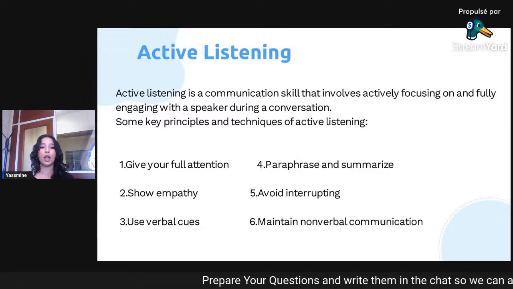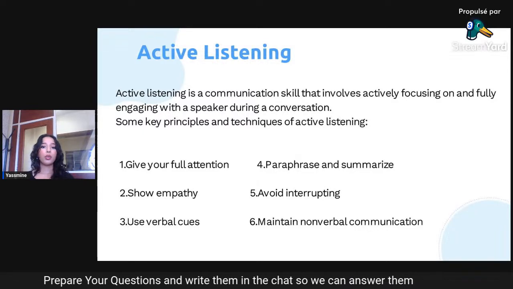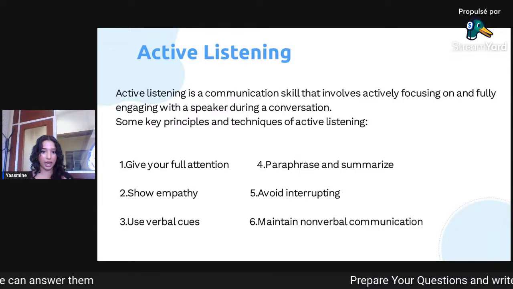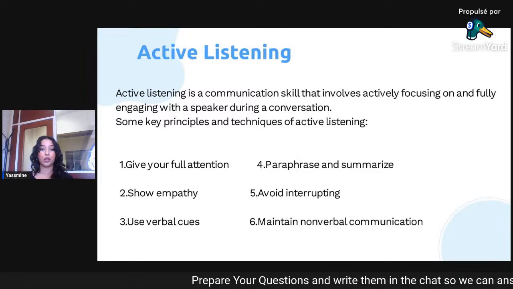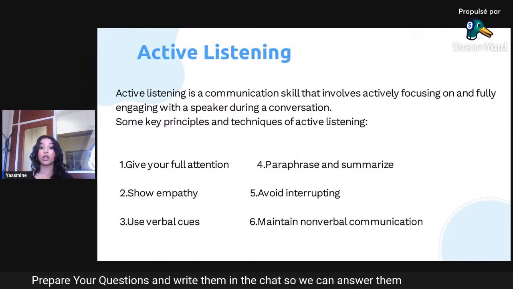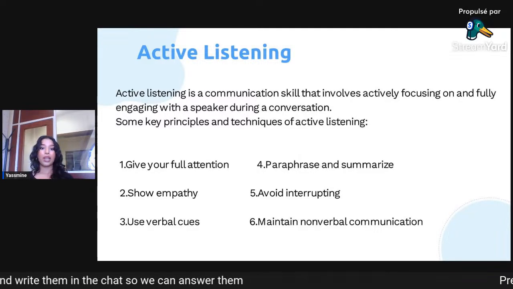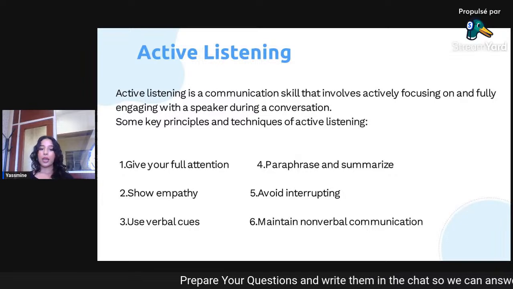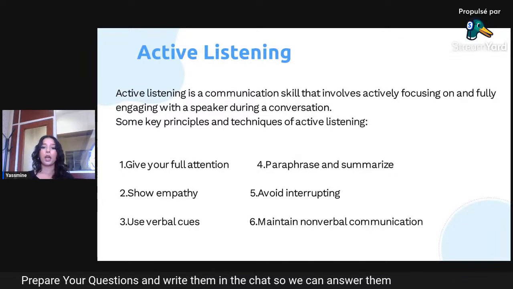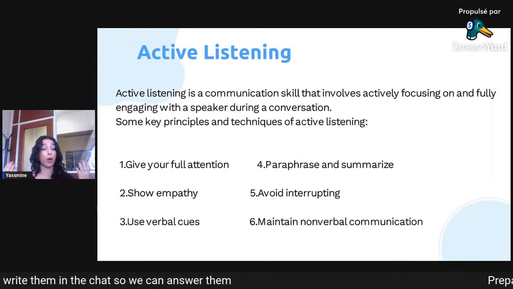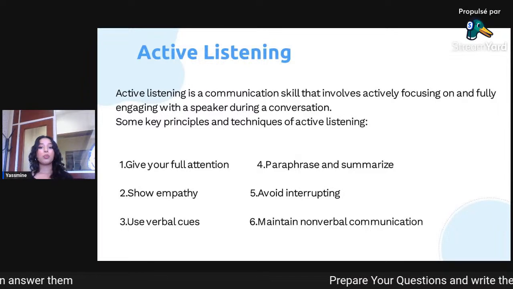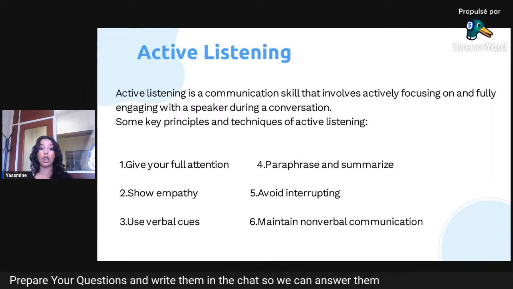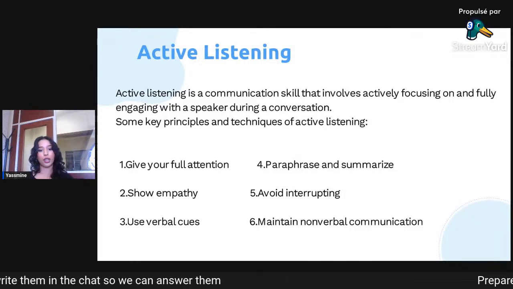Four, we have paraphrase and summarize. Periodically rephrase or summarize what the speaker has said to confirm your understanding and show that you are actively engaged in the conversation. Five, we have avoid interrupting. This goes by allowing the speaker to finish their thoughts before responding. Interrupting can disturb and disrupt the flow of the conversation and make the speaker feel unheard. Finally, we have maintain nonverbal communication. We have nonverbal cues such as facial expressions, body language, gestures. These play a crucial role in active listening. Maintain open and welcoming body language, avoid crossing your arms, and use appropriate facial expressions to convey your engagement and understanding.